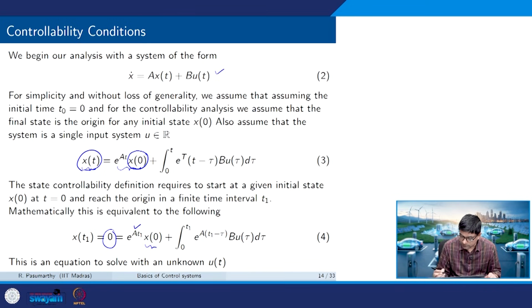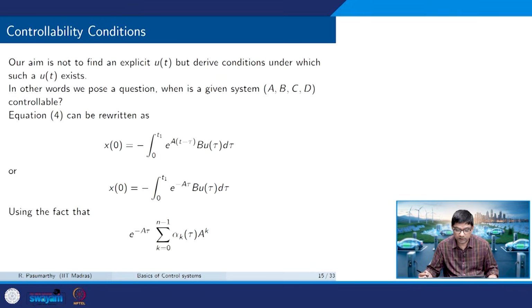I know x of 0 here. Of course, I know A, so I will be able to compute this. I know B. So what I am trying to solve here is a system of equations with an unknown u. I am just looking at whether the solution to this system exists. I will skip some of the computations, but we will get the larger idea here. Again, my aim here is not to find an explicit u(t), but to check if a solution exists.